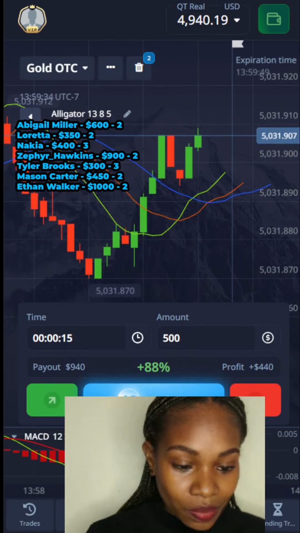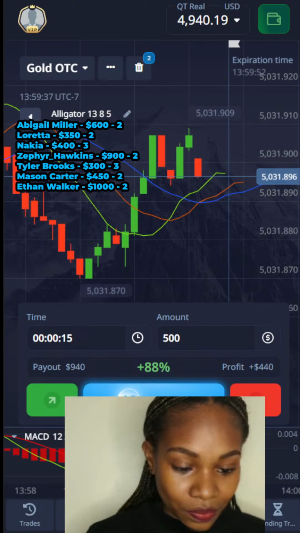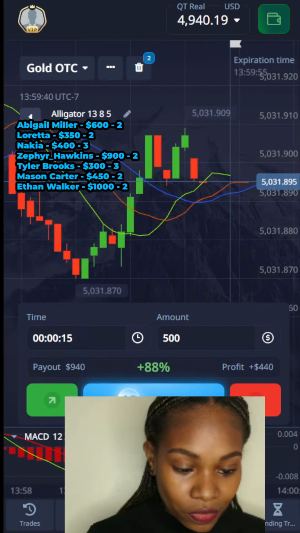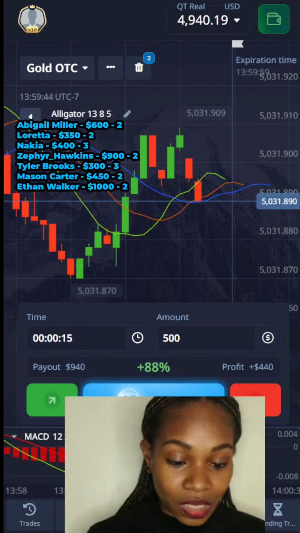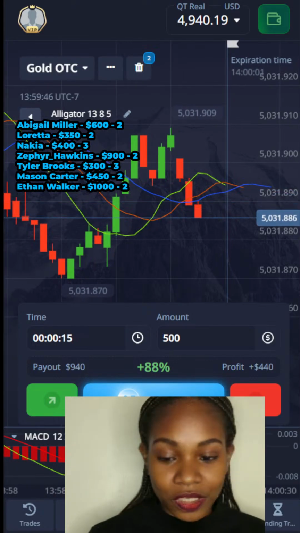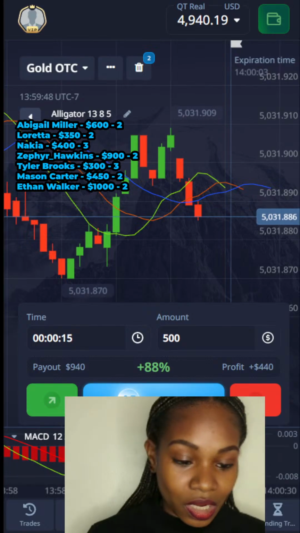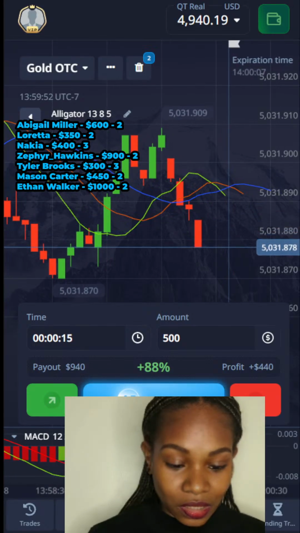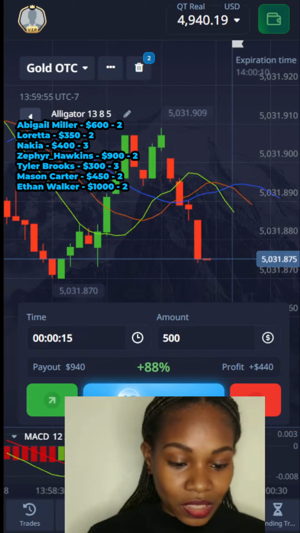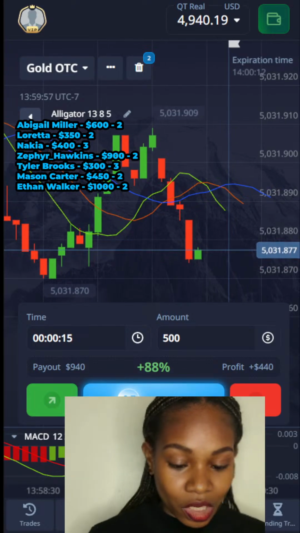For the time frame for the chart, time frame 15 seconds, time expiry 15 seconds as well, then candle close, that is 5 seconds. Okay, Joseph is asking, what about we the new members?